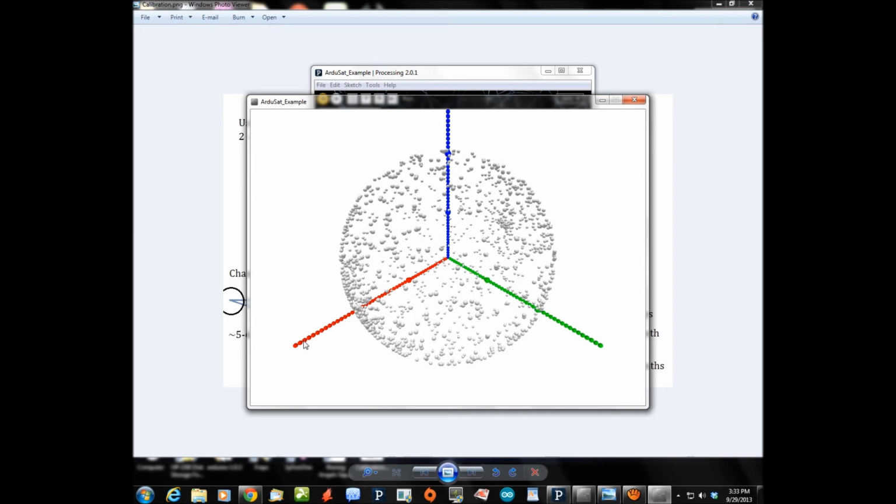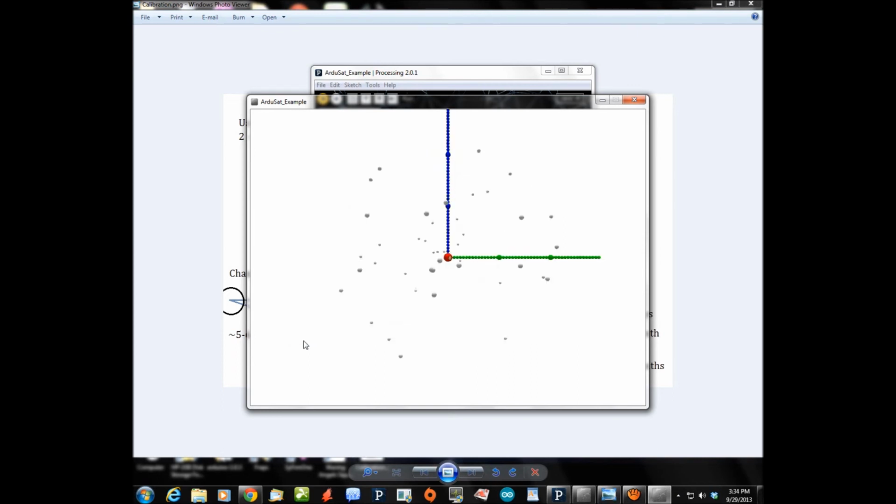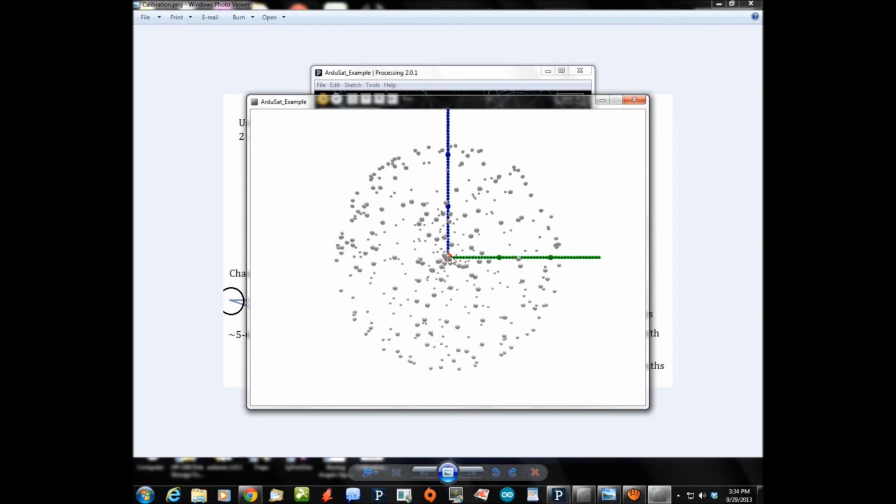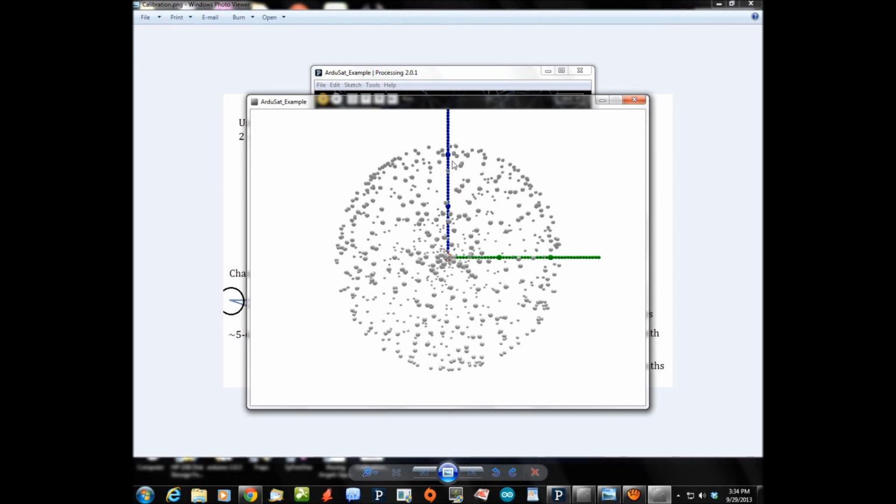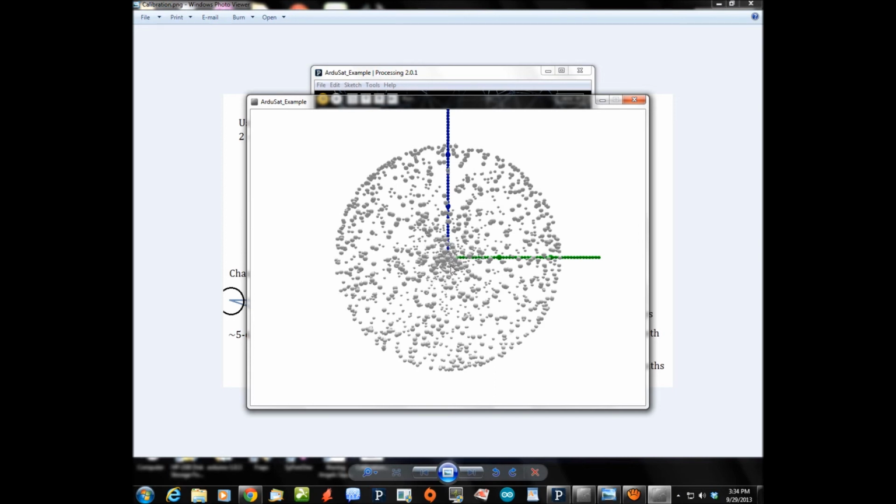On the keyboard, you can hit 0, 1, 2, and 3 to see all X, Y, and Z axes, or you can look at the axes on a per basis. So if I wanted to see only the X axis, there we go. The red dot in the middle signifies that we're looking at the X axis, and the green is your Y, the blue is your Z.